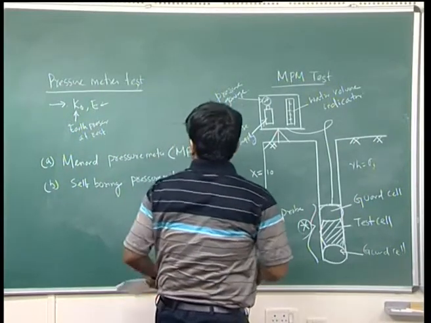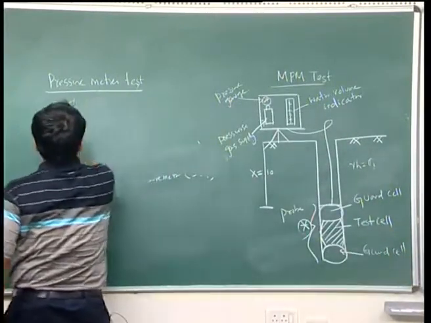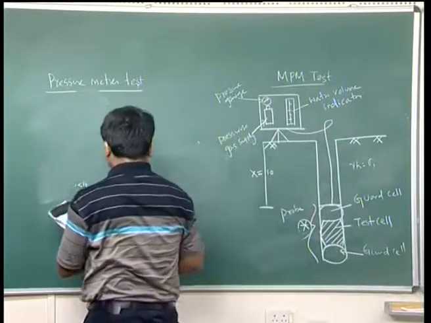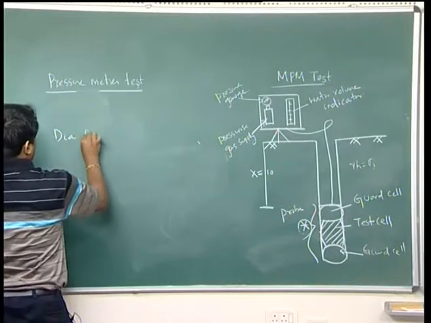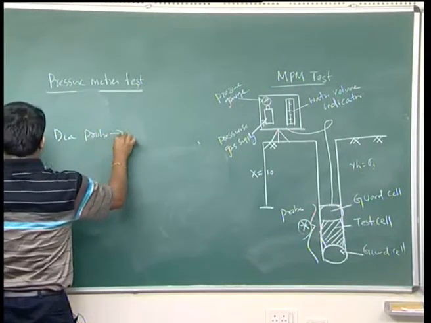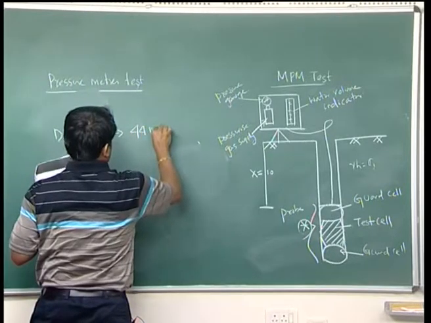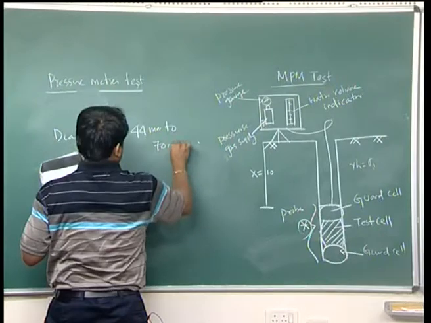Now this is all about the pressure meter test. Now the dimensions of this pressure meter test: generally the probe size, the diameter of the probe, varies from 44 mm to 70 mm.